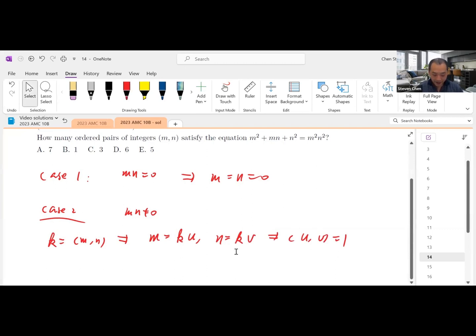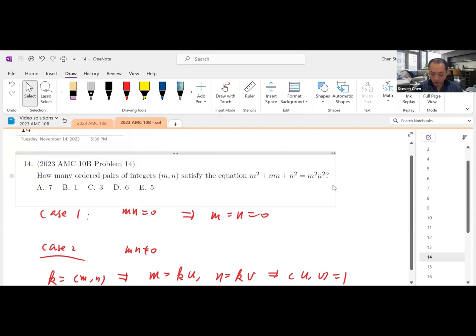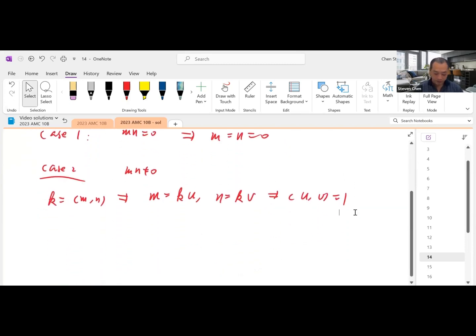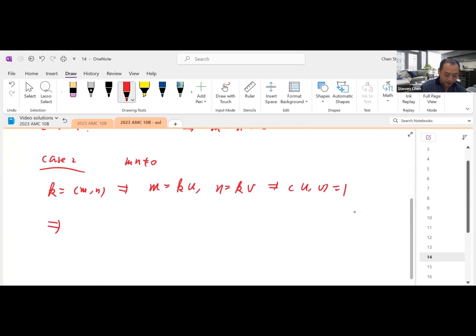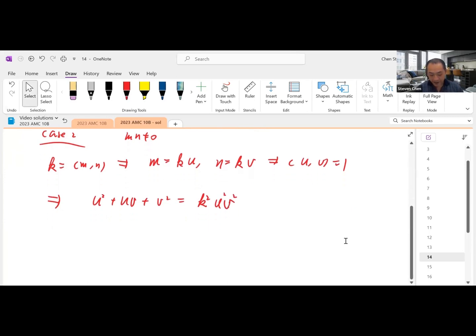Next, let's plug k, u, and v into the equation given in this problem. So that equation could be equivalently written as u squared plus u times v plus v squared is equal to k squared times u squared times v squared. Now let's solve this problem.